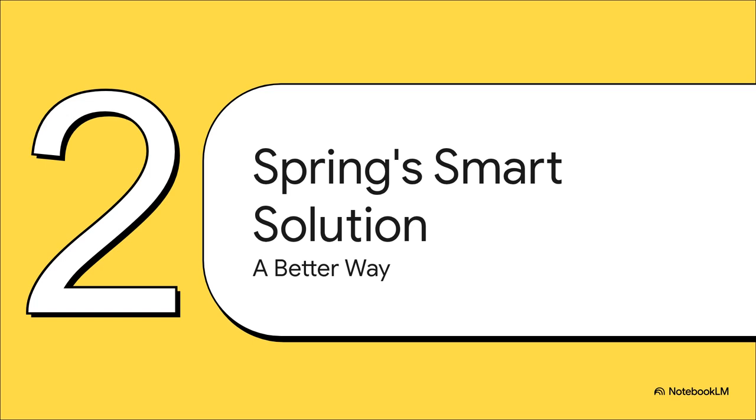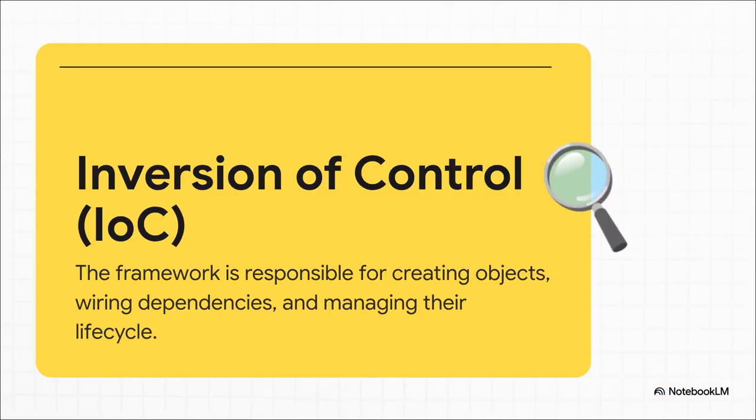All right, so that brings us to Spring's smart solution, because this is where Spring really shines. It completely changed the game by offering a totally different way to think about how our objects get the stuff they need to do their jobs. The main idea here is something called inversion of control, or IOC for short. And honestly, the name kind of gives it away. You're inverting the control. You're taking that responsibility away from your code and handing it over to the Spring framework.